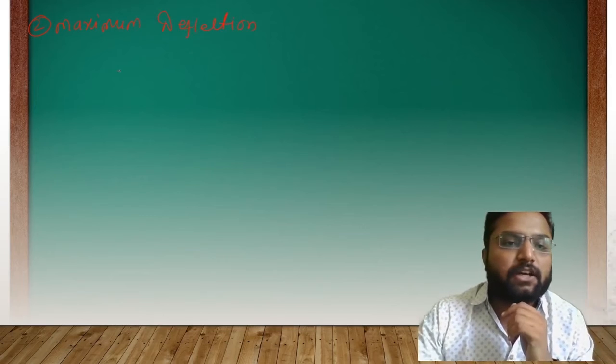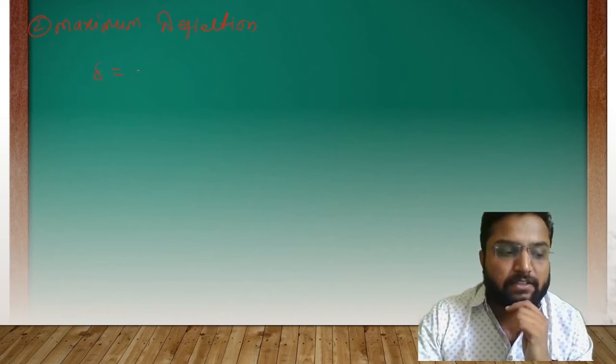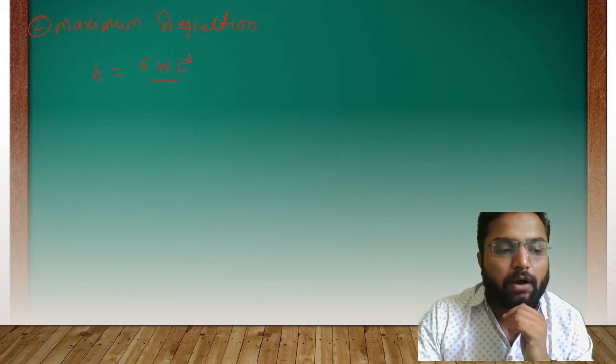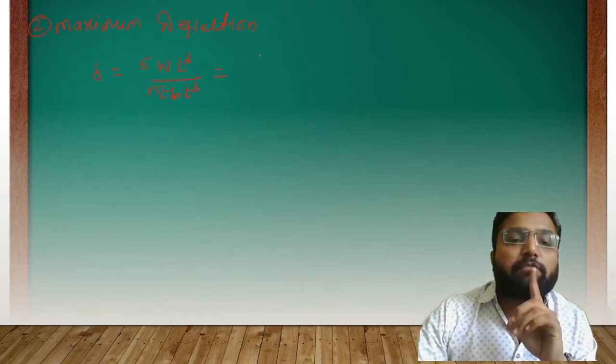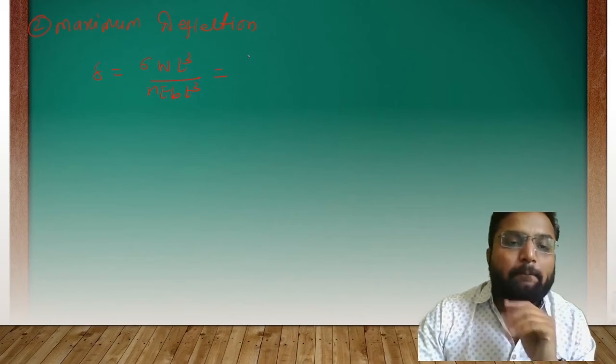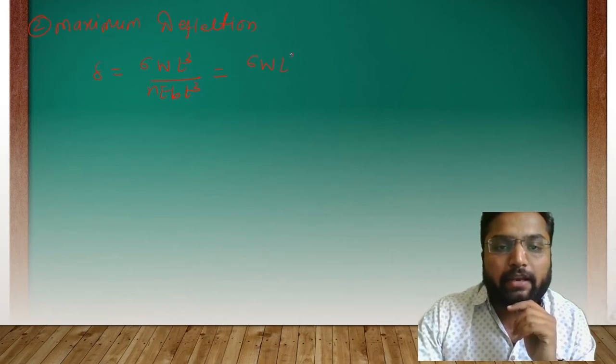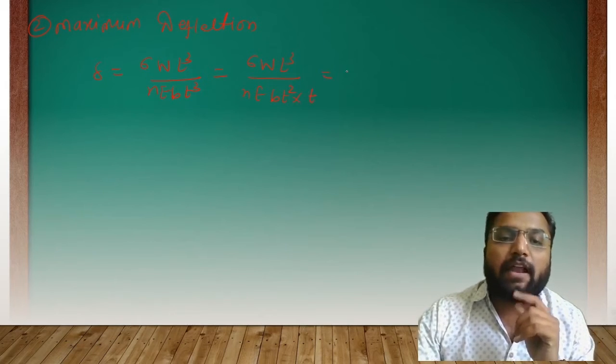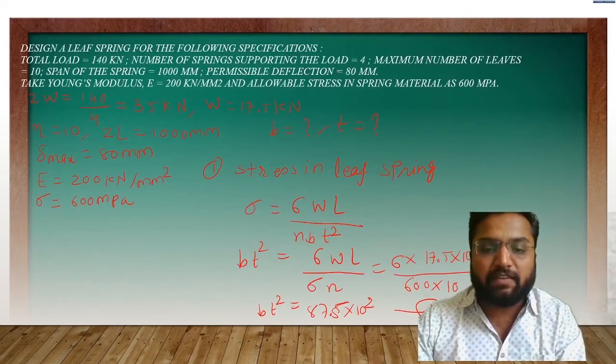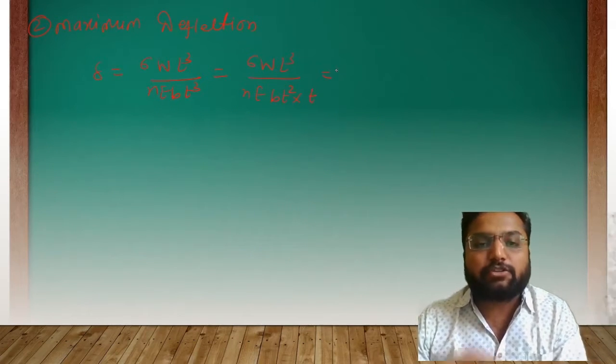So the maximum deflection delta is equal to 6WL cube upon nEBT cube. Let's put the value of BT square in this case. So we can write this equation like this: 6WL cube upon nEBT square into T. We can put the value of BT square as we found in the previous slide, which is 87.5 into 10 raised to 2.